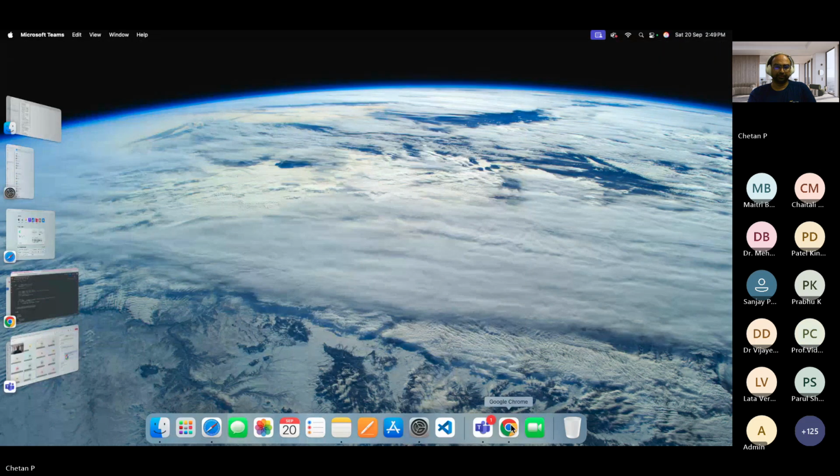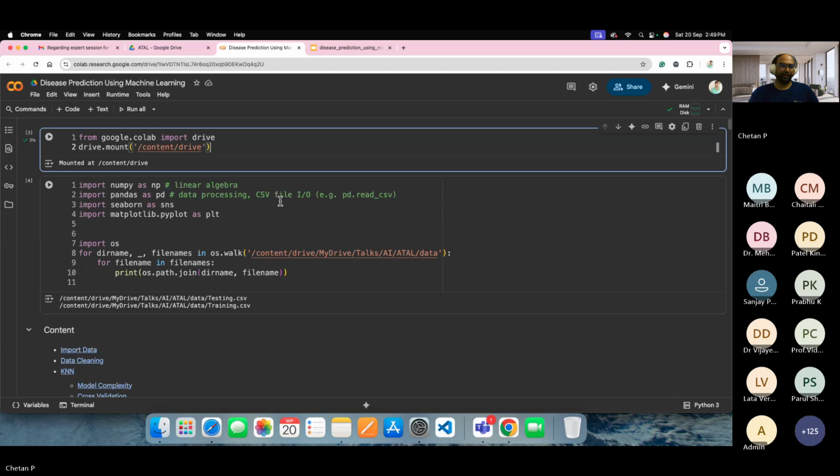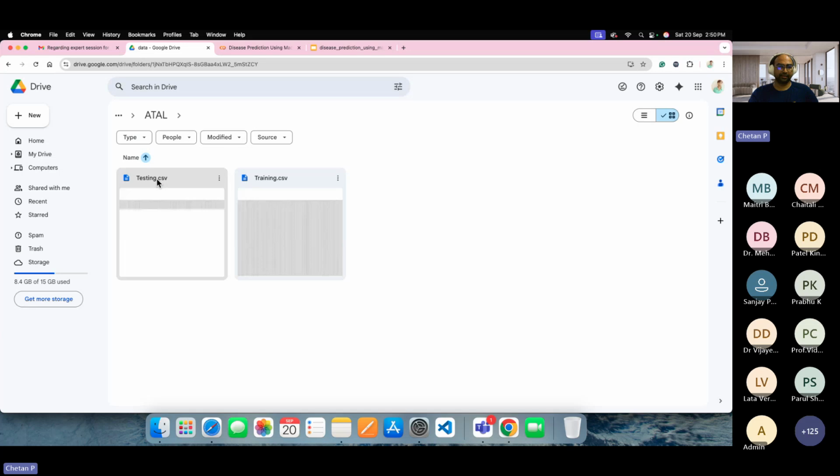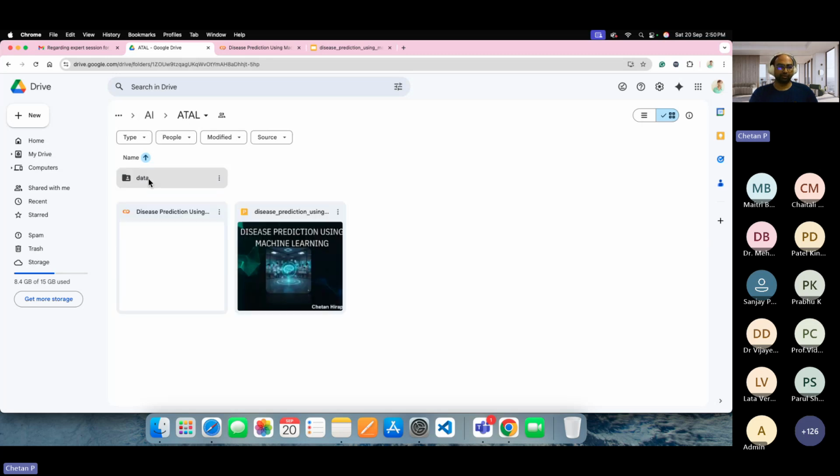Yes, sir, it's processing. Okay, great. I have one folder, data, and inside the data folder there are two files, training and testing. So either you can copy it to your Google Drive, or, yeah, it will not allow directly, I guess, from my Colab account. So what you can do is create one folder in your Google Drive, data, and keep these files inside.